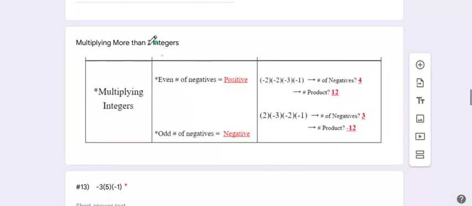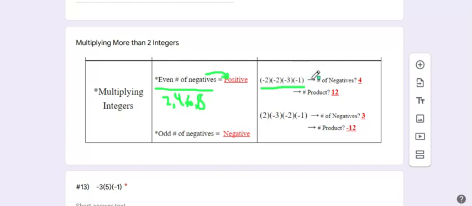Okay, this chart right here talks about when multiplying more than two integers. What we can do is count the number of negative signs. So if you have an even number of negatives, so 2, 4, 6, 8, or so on, right? If there are an even number of negatives, your answer will be positive. Okay, so let's take this example right here where I have negative 2 times negative 2 times negative 3 times negative 1.